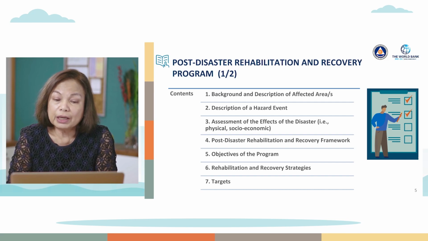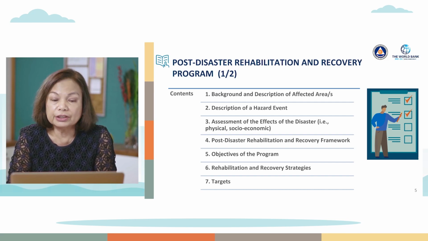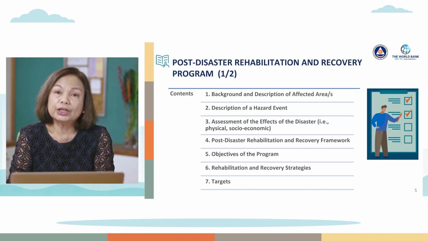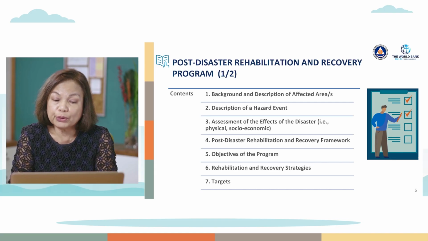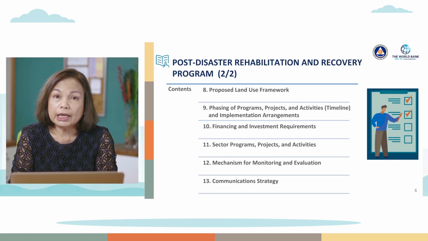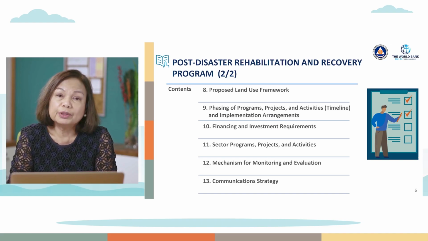The first refers to the background and description of affected areas. The second, description of a hazard event. The third, assessment of the effects of the disaster. The fourth is the post-disaster rehabilitation and recovery framework that was discussed in a previous session. The fifth refers to the objectives of the program. The sixth refers to the rehabilitation and recovery strategies. The seventh refers to targets. The eighth, and I think you're more familiar with this, it is the proposed land use framework.